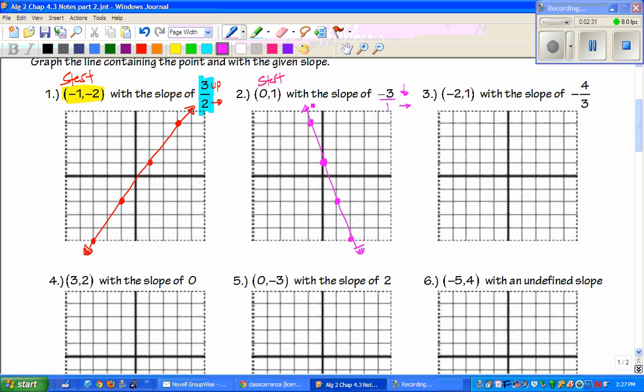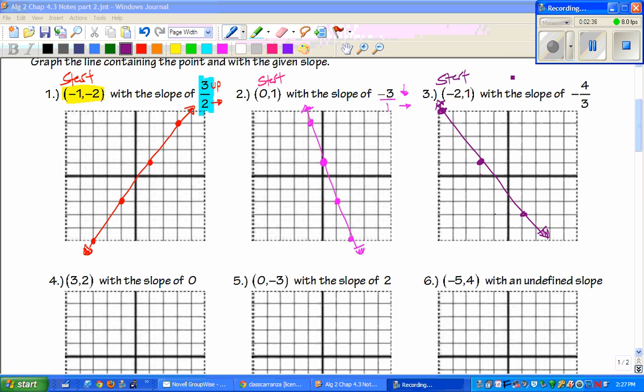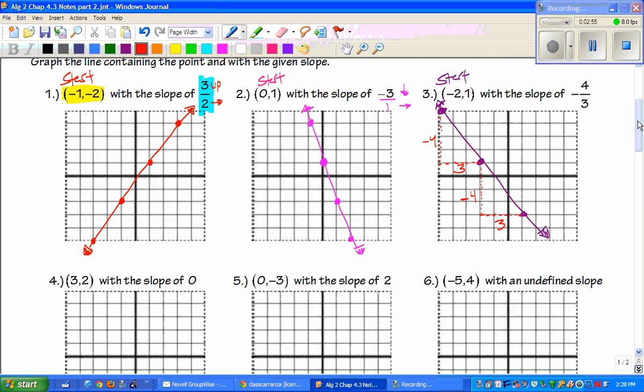Number 3. Let's go ahead and pause the video and see how you do. Okay, and there's your slope. So just remember that you have to go down 4, right 3, and we did the same thing at this 3 and 4. It's just following the pattern.